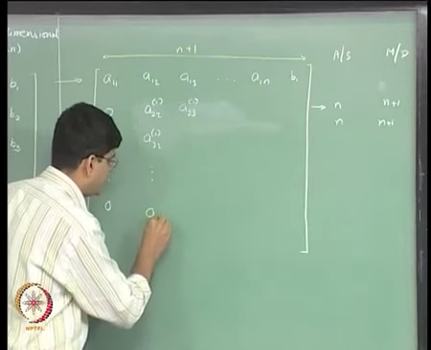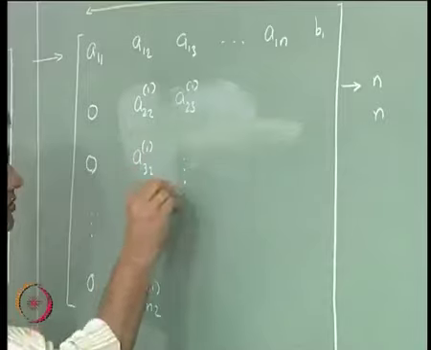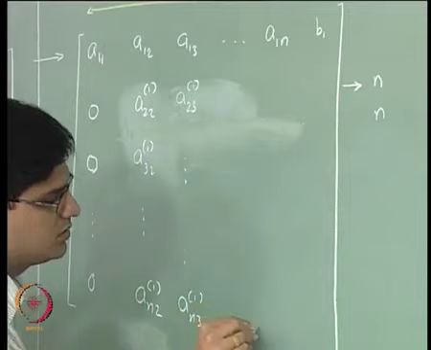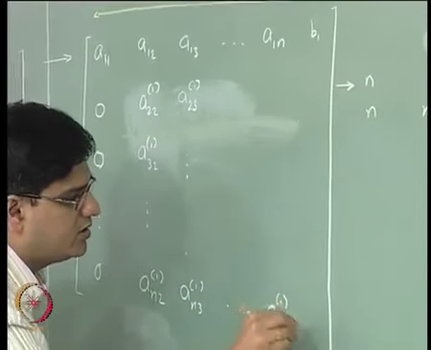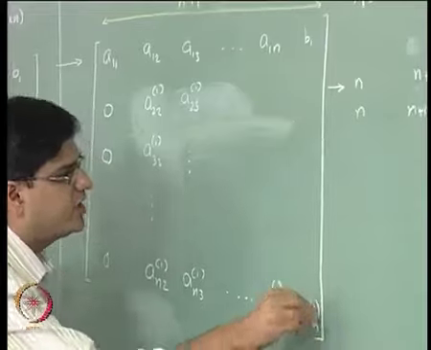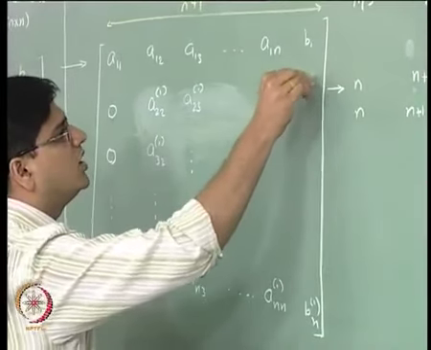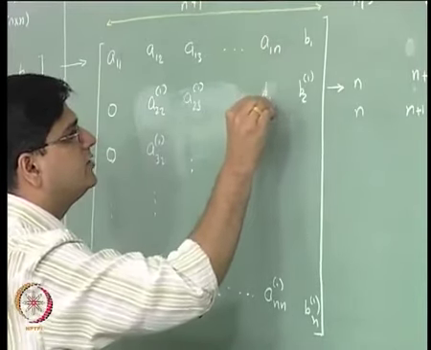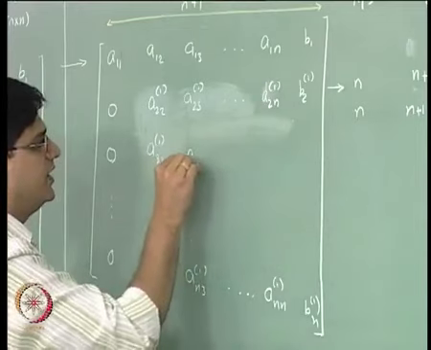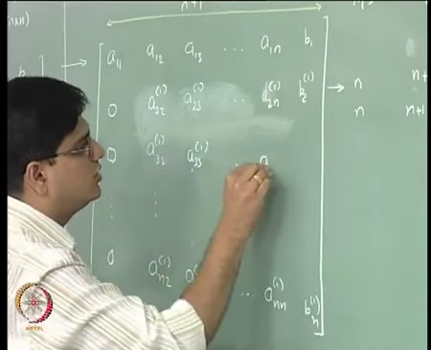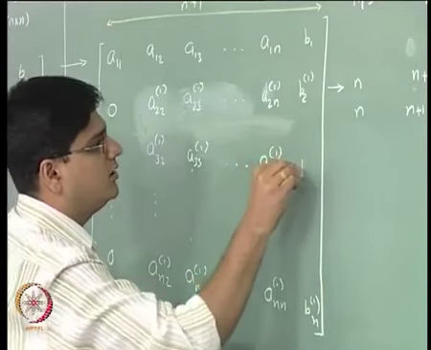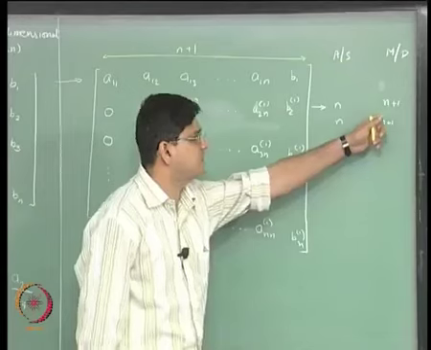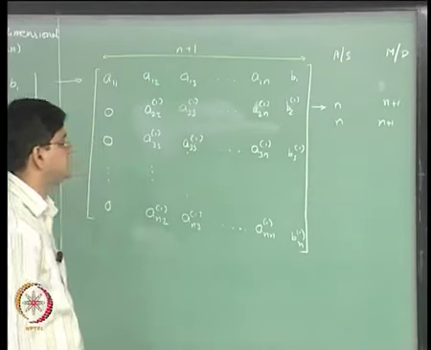what we will get is A_n2^1 and so on up to A_nn^1, B_n^1, B_2^1, A_2n^1, A_33^1 and so on up to A_3n^1 and B_3^1. All these are obtained through n addition subtraction steps and n plus 1 multiplication division steps.